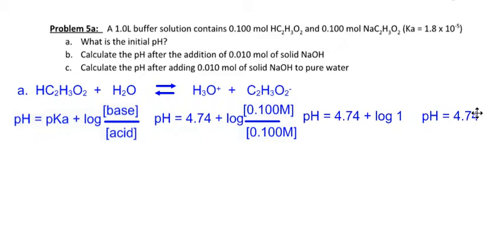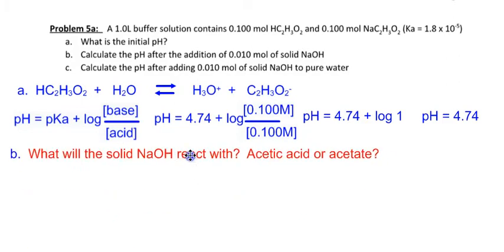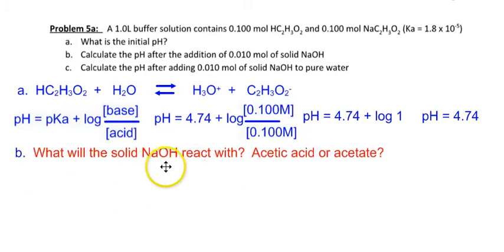Now, here's part B. What are you doing in part B? Think about it. Think about the question I told you to think about, and go ahead and solve this. Remember, 2 steps. Pause this and go. Okay, hopefully you figured it out. The question that I wanted you to ask yourself is, in part B, what will the solid sodium hydroxide react with? The acetic acid or the acetate? And what did you guys get? Let's hope you got with the acetic acid.